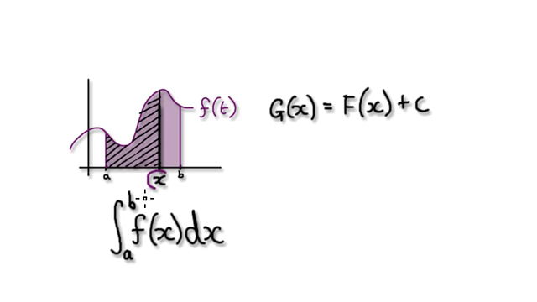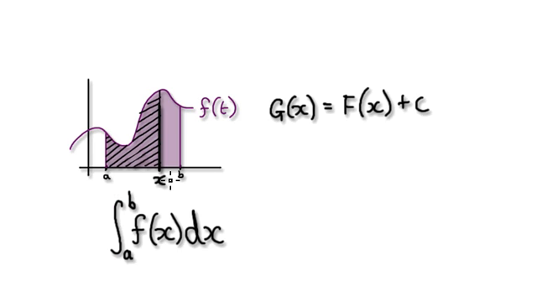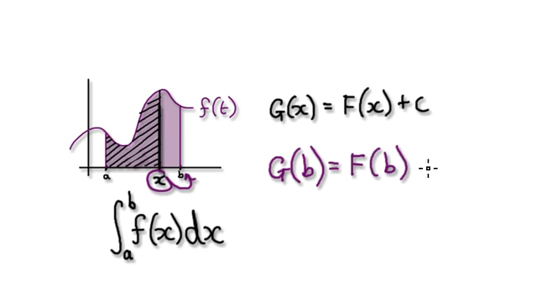Remember, this has always been our aim. So why not just set x to be b? Let's set x to be b using this here. Then g of x, in this case g of b, equals capital F of b plus a constant.